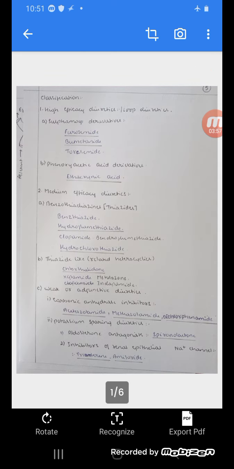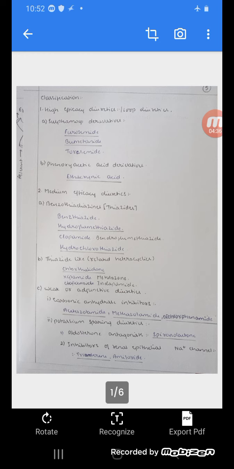Coming to classification of diuretics, it is divided into two types, that is high efficacy diuretics, which are also called loop diuretics, and medium efficacy diuretics. Coming to the first one, high efficacy diuretics are also called loop diuretics. Again, they are subdivided into two types, that is sulfonyl derivative and phenoxyacetic acid derivative. Examples of sulfonyl derivatives are furosemide and bumetanide. An example of a phenoxyacetic acid derivative is ethacrynic acid.